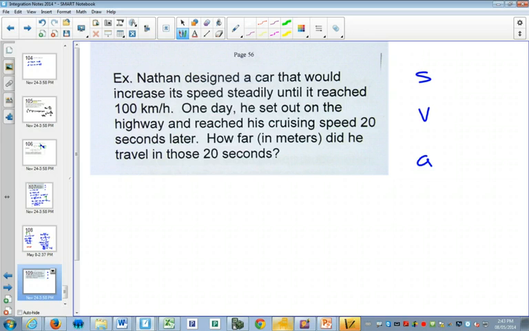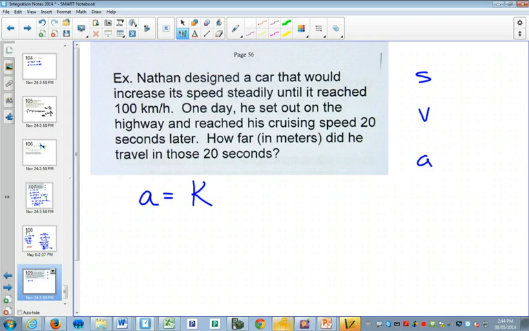What does it mean if it increases its speed steadily? Constant rate of acceleration. So our acceleration is some constant. Let's call it k, because we don't know what it is. So we know, though, that our acceleration is k.